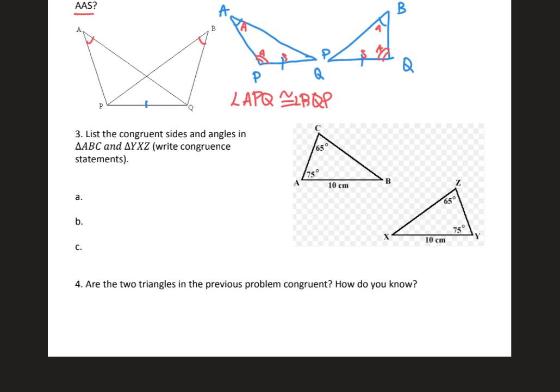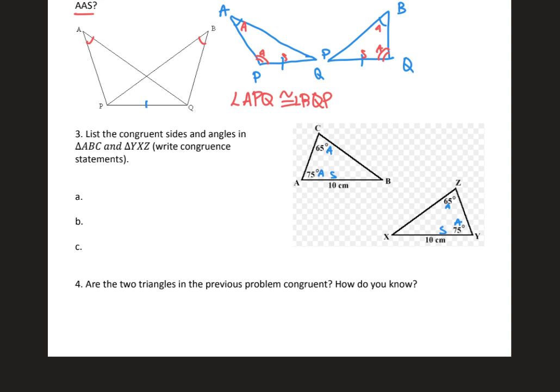All right. Lastly, number 3, it says list congruent sides and angles in triangle ABC and triangle YXZ, and then write a congruent statement. So first of all, I'm just going to label what we have. Looks like we have 2 angles and a side.